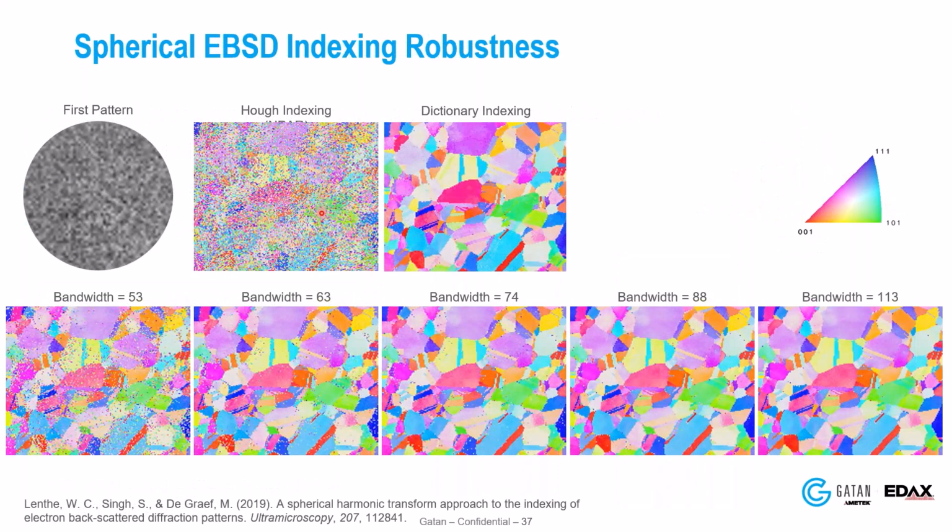So this shows, again, our bad Hough transform, good dictionary indexing, looking at different bandwidth settings. As we increase bandwidth, we start to see improvements, but it plateaus off as we resolve the detail. And so practically in the software, as we'll see later, when we define spherical indexing, this is the one parameter we select. There's a pull down of different levels. As far as learning how to use it, it's a lot easier to set and try these values relative to optimizing Hough parameters.